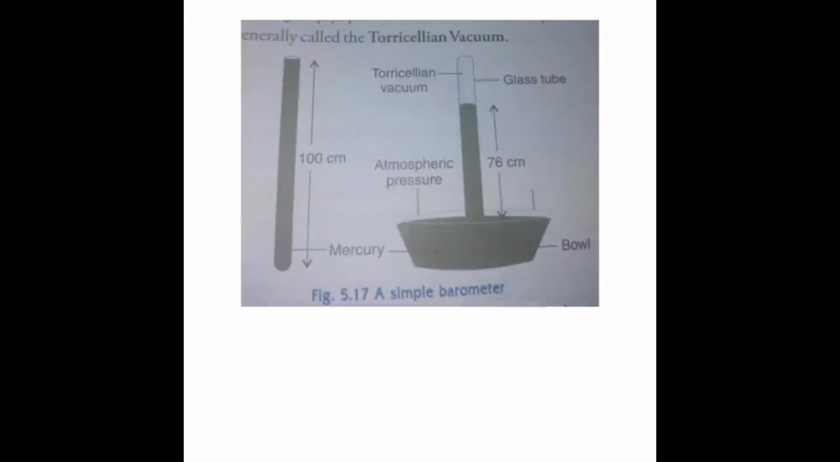Similarly, if we place this setup in a place where the atmospheric pressure is less, then what will happen: the liquid in the tube will fall down and fill the trough. Now if this height is decreasing, we say that atmospheric pressure is less, and if this height is increasing, we say the atmospheric pressure is more. So it depends upon this height.